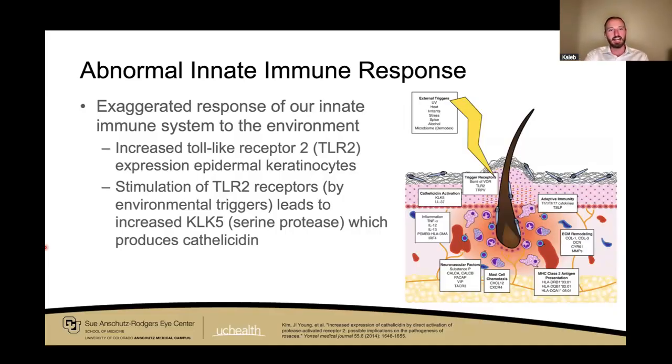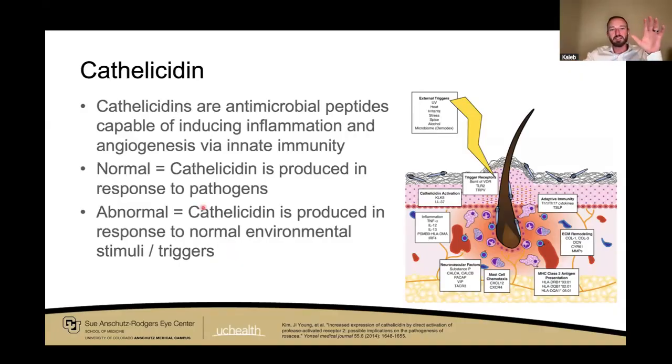Well, this is an exaggerated response of our innate immune system. You get increased toll-like receptor 2 expression. This increases something called KLK5, which doesn't really matter what that is, but in the end, this produces something called cathelicidin, and cathelicidin does matter. So whenever we're getting this inflammation, it's leading to the production of cathelicidin. Cathelicidin is normally only produced in response to pathogens, to try to ward off pathogens and fight them. But in cases like this, you start to get cathelicidin that's produced in response to normal environmental stimuli or triggers, so spicy foods, sunlight, stress.